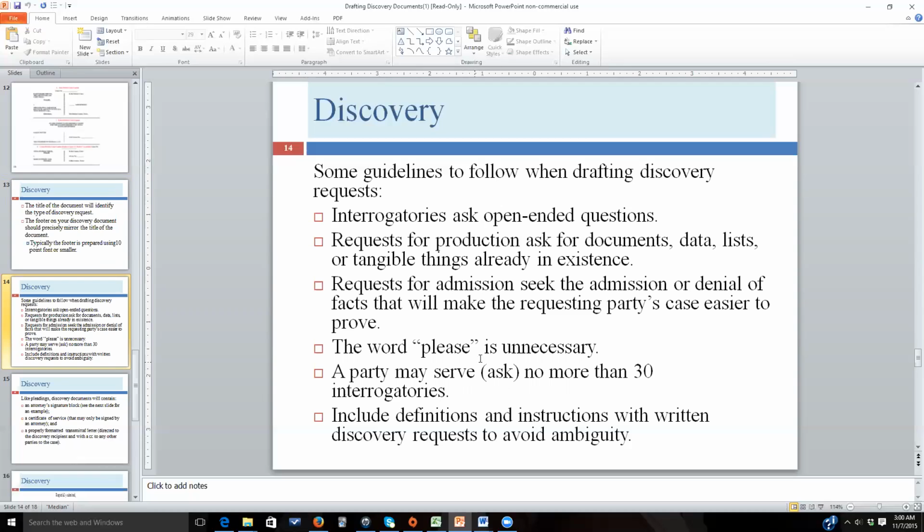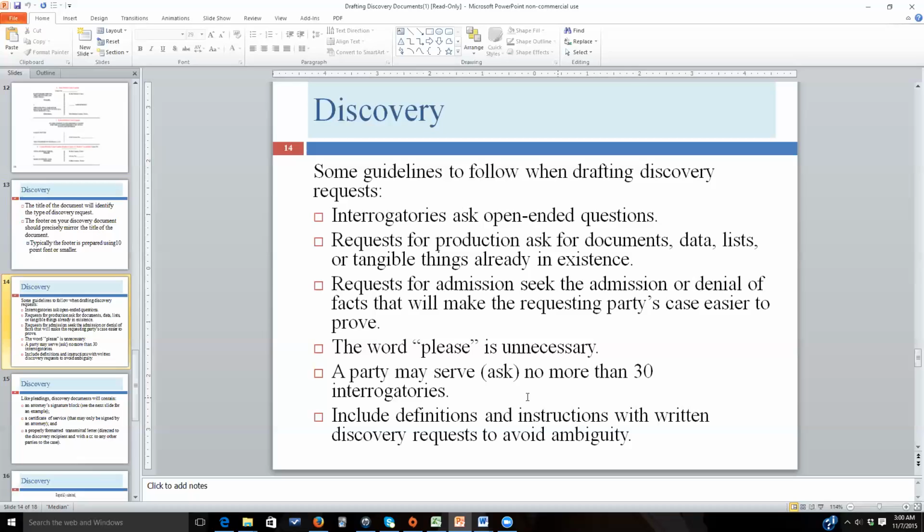It's not necessary to use the word please. Obviously, you want to be civil and professional in your discovery request, but this is a required process. The other side needs to participate in it, so there's no need to use words like please or things along those lines. Typically, a party is limited to 30 interrogatories, although many times the interrogatories will have subsections to them. So it's not an endless resource, and it is important to consider that as you draft your questions.